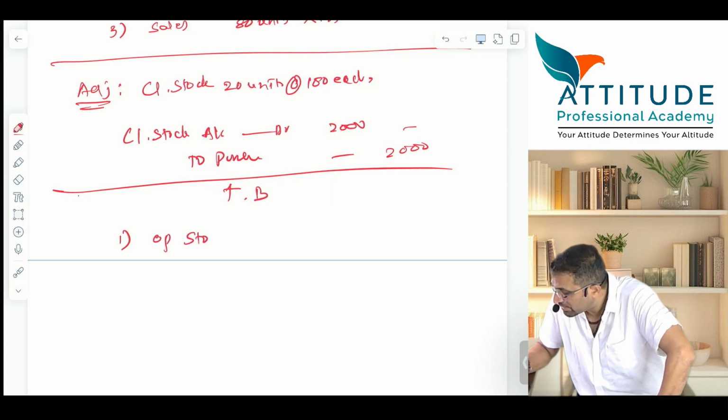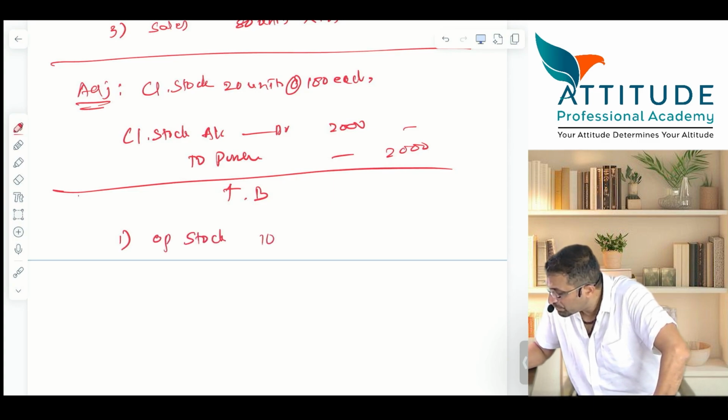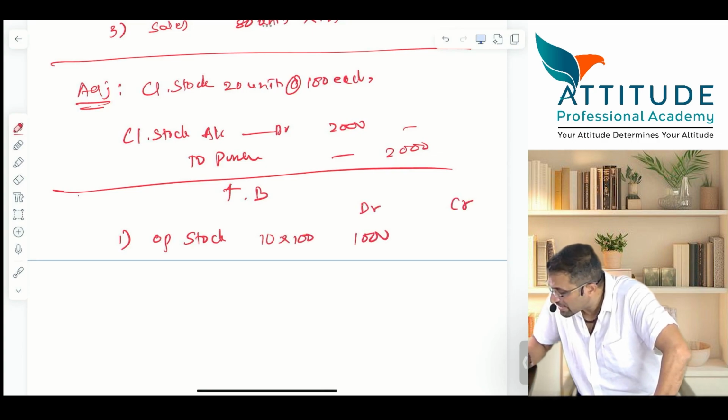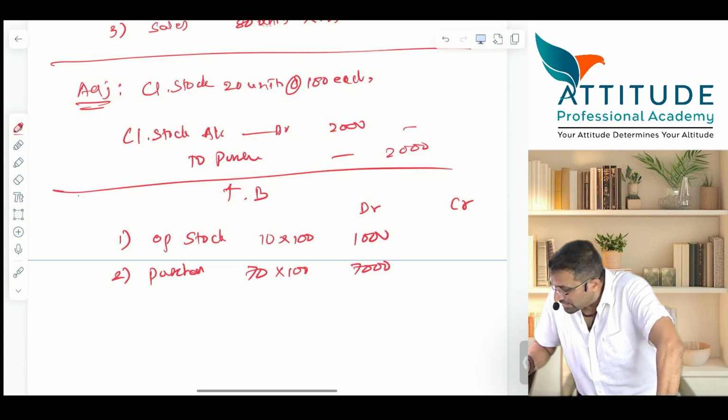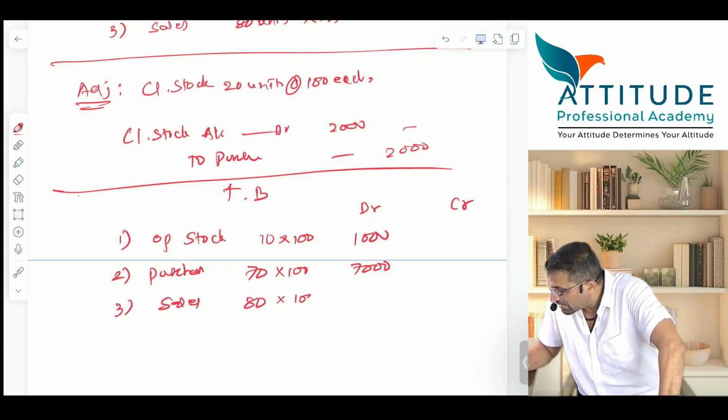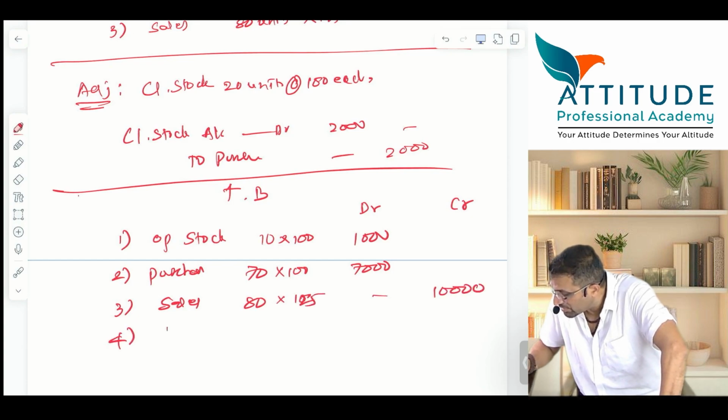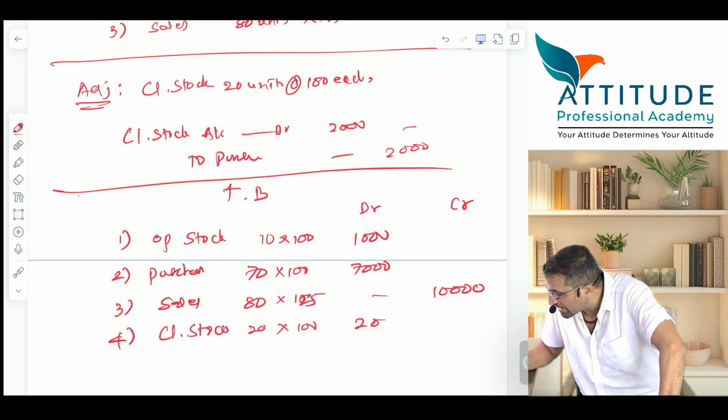देखो first opening stock कितना है? 10. Debit and credit कितना? 1000. Purchases बोलो. Purchases will not be how much? 90. It will be how much? 70. 70 into 100, which will be how much? 7,000. Then third, sales, 80 units at the rate of 125. This will be how much? 10,000. Even closing stock will come in trial balance now. Closing stock, how many units? 20 units at 100, which is how much? 2,000.